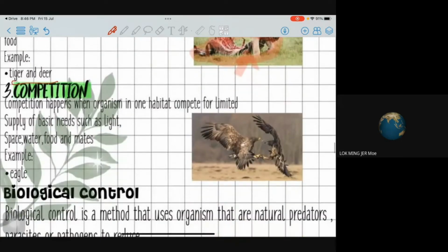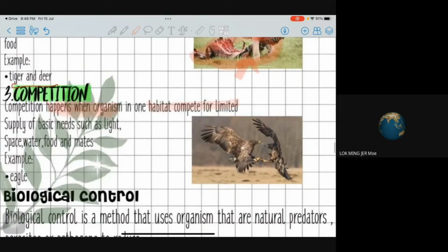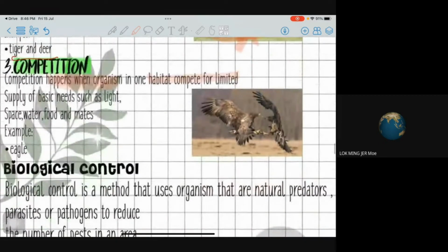Okay, next is competition. What is meant by competition? Okay, it happens when organisms in one habitat compete for limited resources. Means like their food, they need to compete in order to get their food. For example, eagles need to compete to get food or meat or water. For plants, they normally compete to get sunlight.